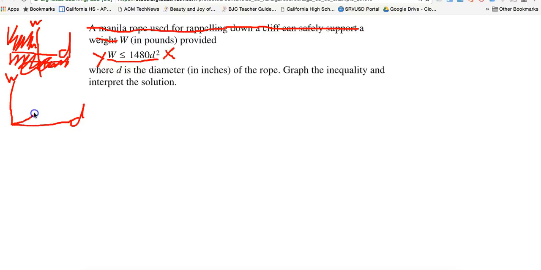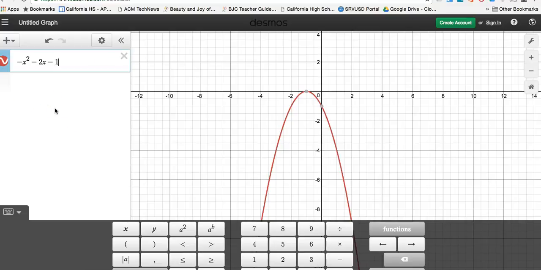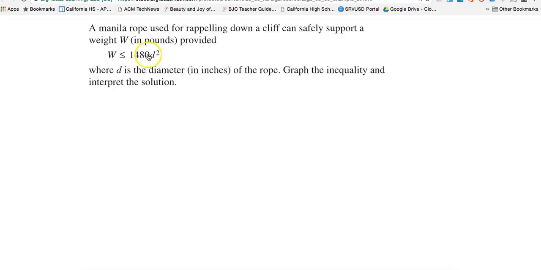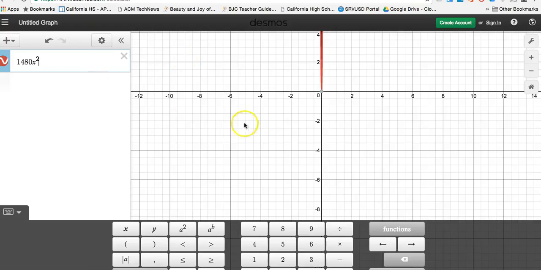So our graph is going to look something like this. Now you're going to need to get the exact values, and again, we can go to Desmos to look at this. So we'll go ahead and look at that in a second. But remember, we're just going to be looking at quadrant 1 of this equation. So let's go ahead. I'm going to take this off, and let's type that back in here. So weight is less than 1,480 x squared, I believe. Let's just go ahead and type that 1,480 x squared.